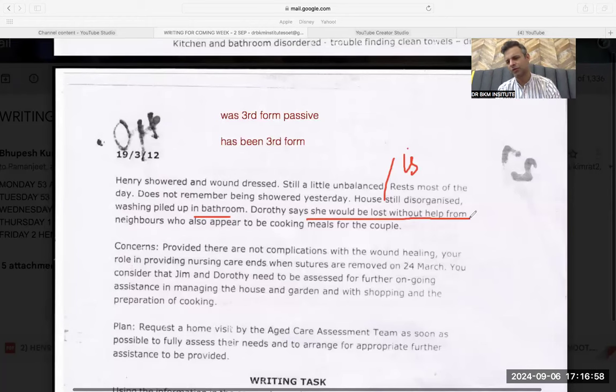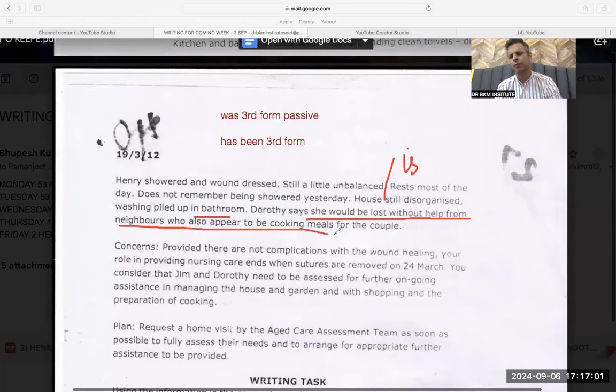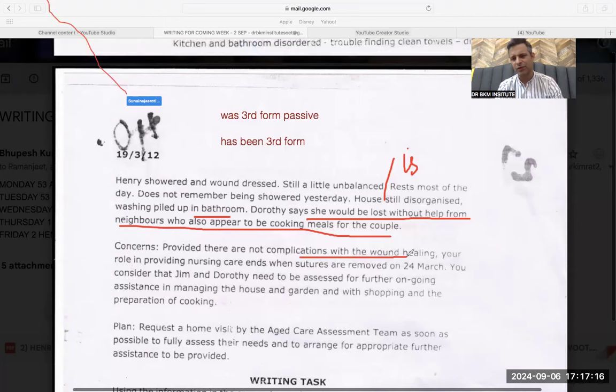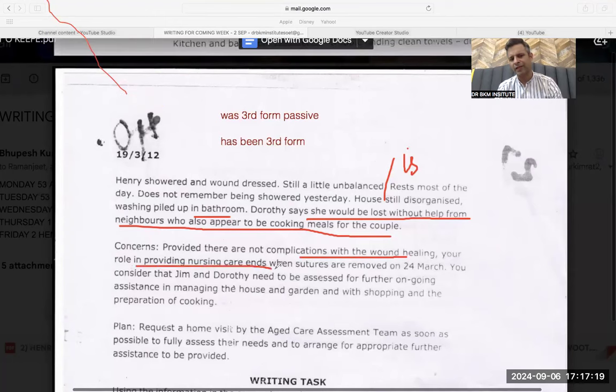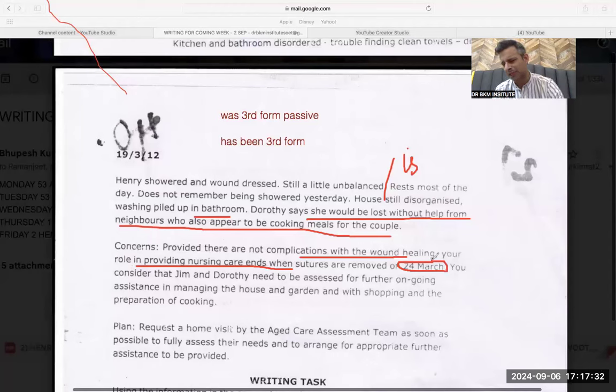Dorothy says he would be lost without the help from the neighbors, who also appeared to be cooking meals for the couple. So that means the problem is that they are all lost. These are the concerns given separately, even to make your letter much easier, provided there are no complications with the wound healing. Your role in providing the nursing care ends. Now it is confirmed that I was providing the nursing care on 18th and 19th, wound showering. So my role is going to end on 24th March. As of 24th March, the patient will go to the hospital for the suture removal. So my role will end.